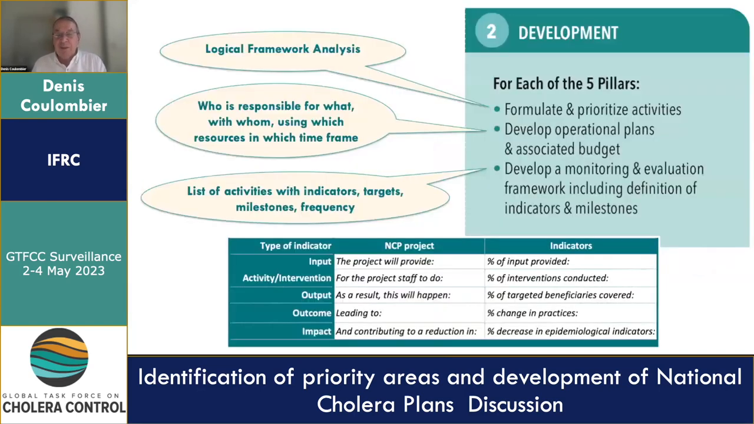So in that block, for each of the five pillars, the task is to formulate and prioritize activities. And this is done through a logical framework analysis. Then develop the operational plan and associated budgets for those priority activities. And basically here you want to see who will be responsible for what, with whom, again, the multi-sectoral, using which resources and in which time frame.